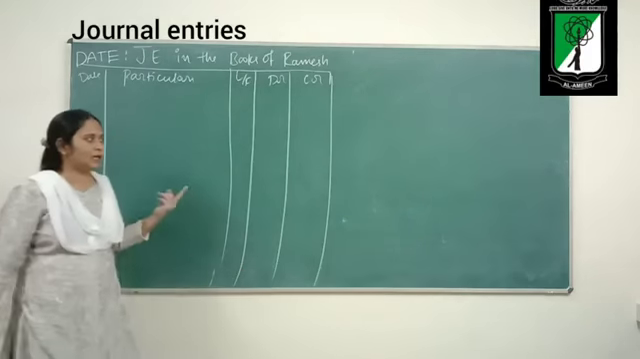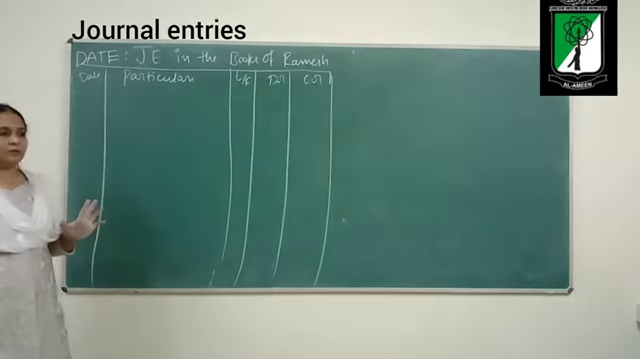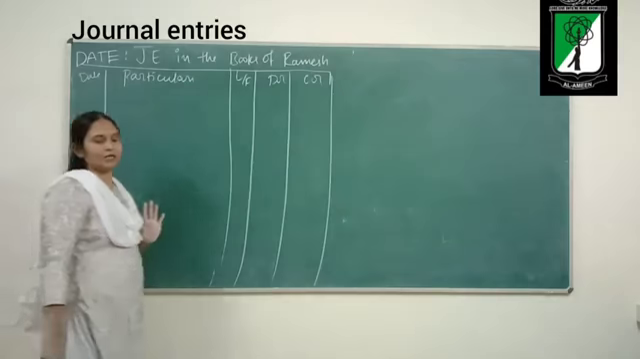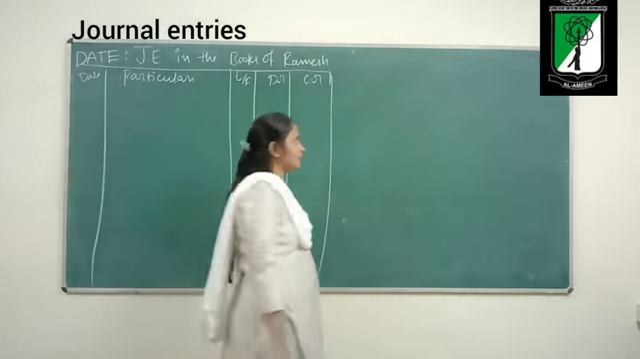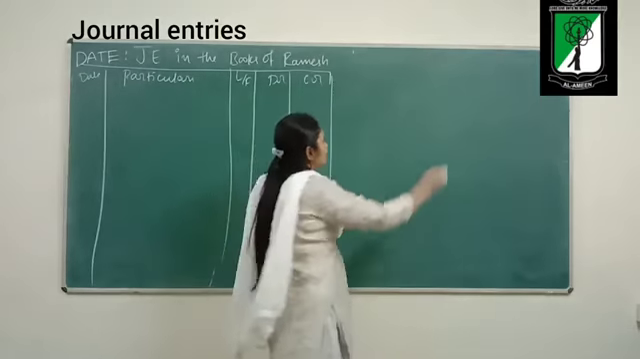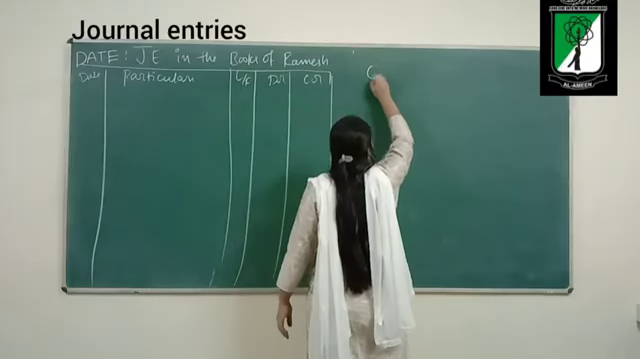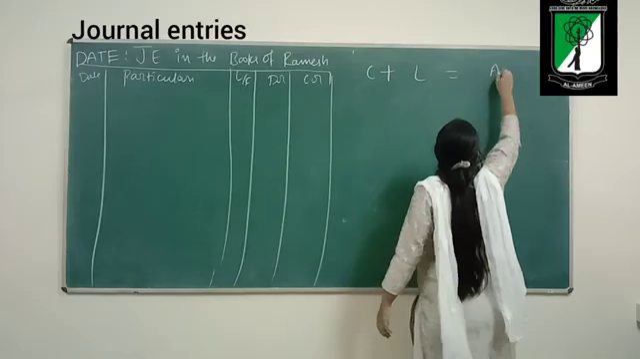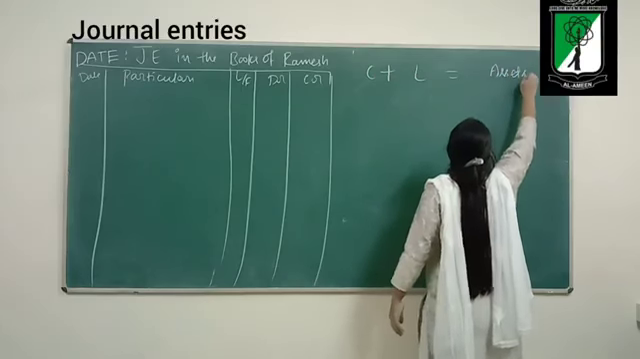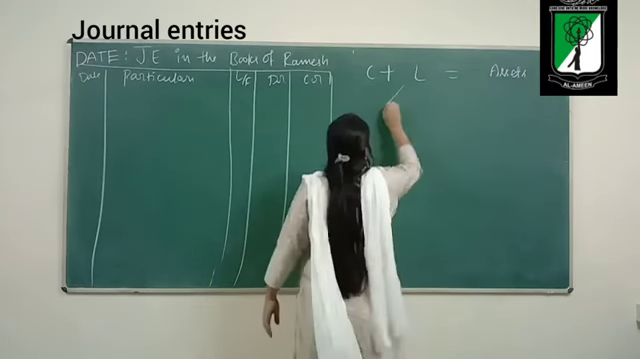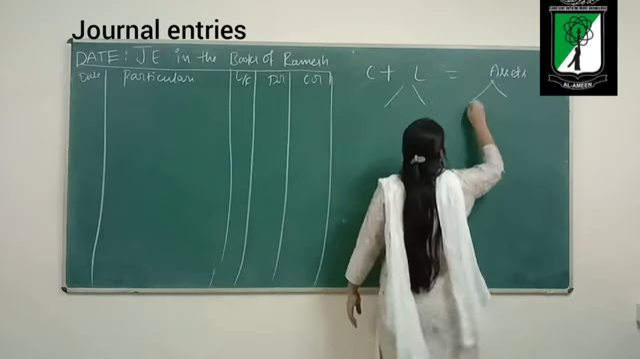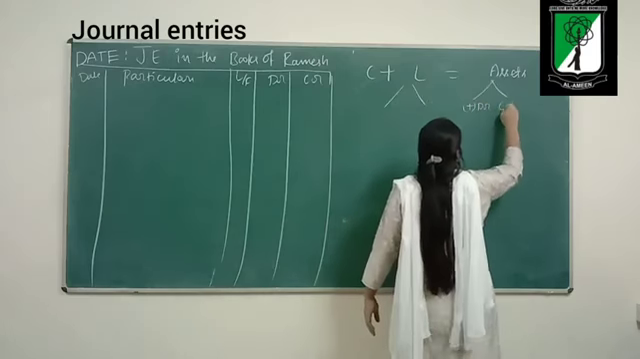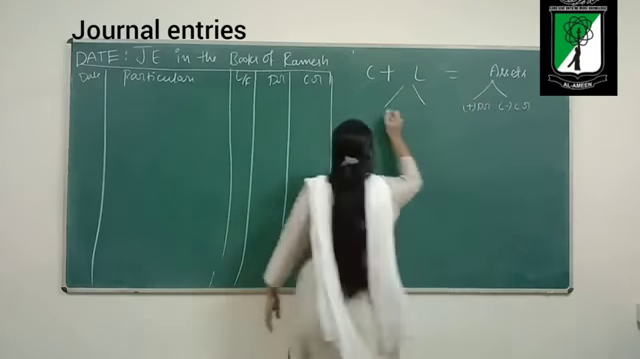In the last class I had solved and passed 6 journal entries. Now 6 more I will pass in this class. First I will write the rules. Capital plus liabilities is equal to assets. Increase should be debited, decrease should be credited.